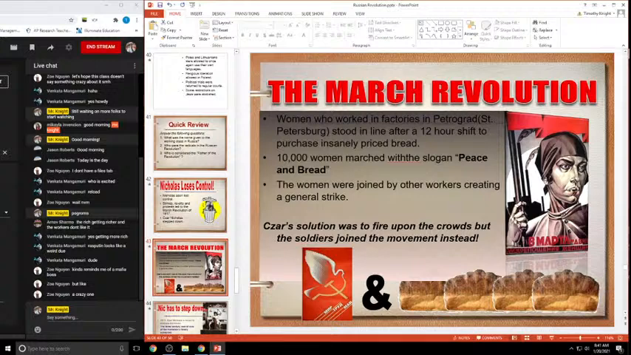What the April Theses were was a justification for political overthrow of the Russian government in the name of peace, land, and bread. And where did they get that from? Partly the women who marched during the March Revolution with the slogan "Peace and Bread." But what do we mean by peace, land, and bread? Well, peace, they first want Russia to get out of World War I. Peace, right? Bread. They're starving to death, and the bread prices are ridiculous. No one can afford it.